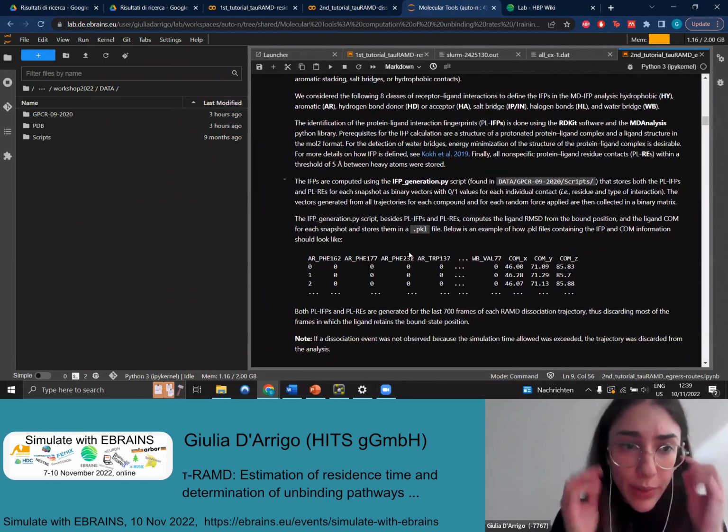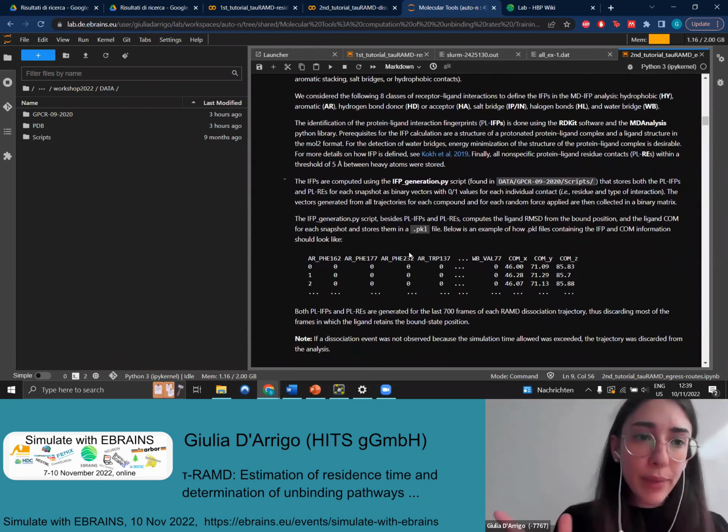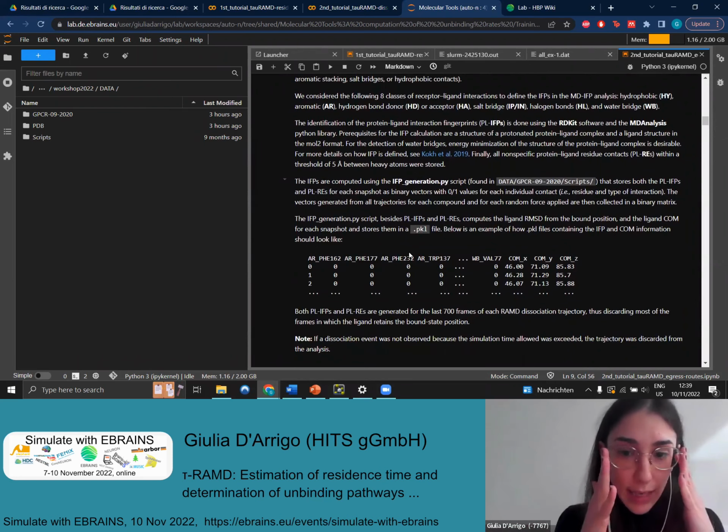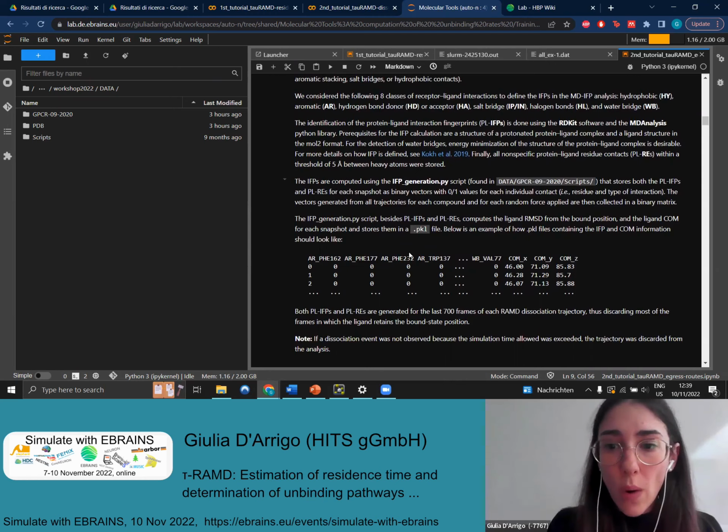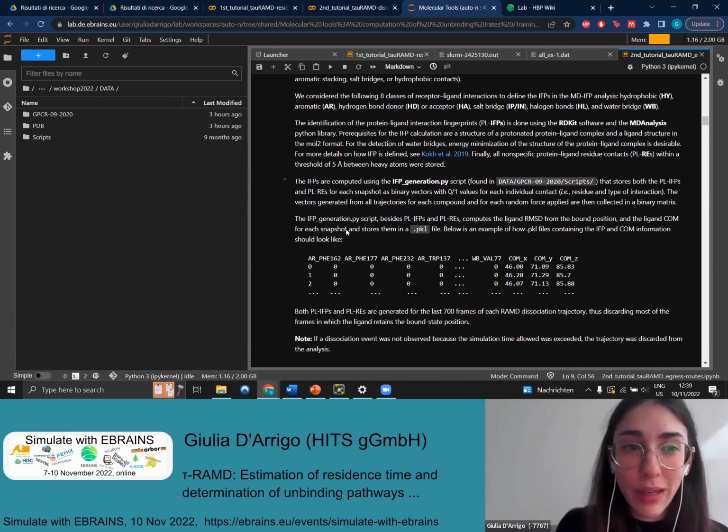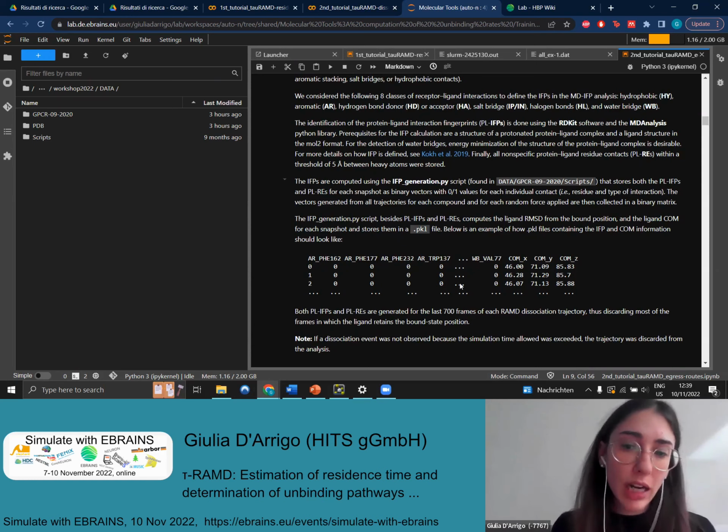So as I said during the presentation, for computing the HIFP, we basically create a huge matrix that will collect all the interactions, or indeed all the HIFP and non-specific interactions that are established during the simulation, and in the end we will have a huge matrix. This huge matrix will be in a file, which is a pkl file here, and will look like this.